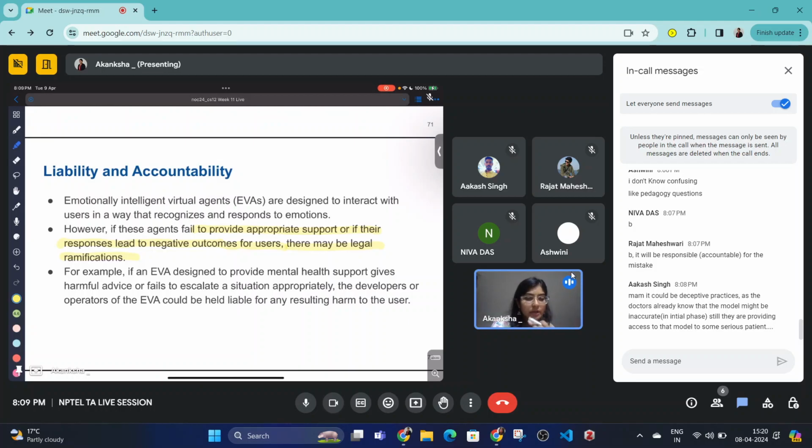No, I don't think so, Akash. I don't agree to this point. So let me read this out. Akash is saying that it can be deceptive as well. Deceptive is that they are telling you that, it's not like doctors already know that the model might be inaccurate. It's not like that.